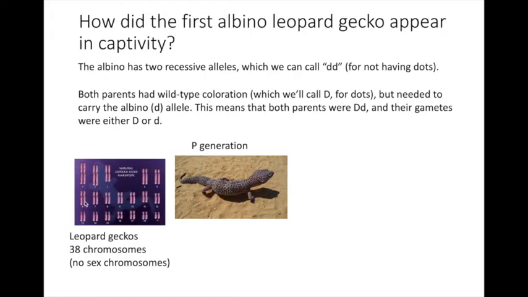Leopard geckos have nearly the same number of chromosomes as humans. We have 46, they have 38. We have our sex determined through chromosomes in most cases. However, leopard geckos do not have sex chromosomes. Leopard geckos, it depends on the temperature. So if you have a low temperature for leopard geckos, they tend to be female. If you have a higher temperature, they tend to be male.